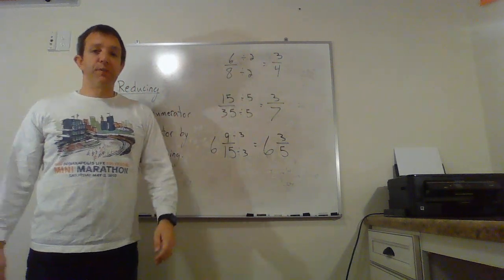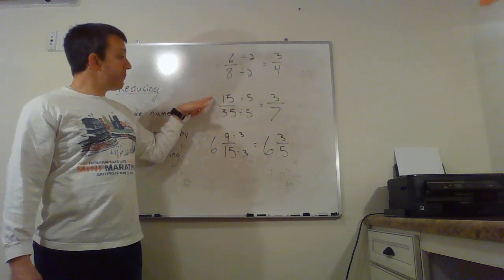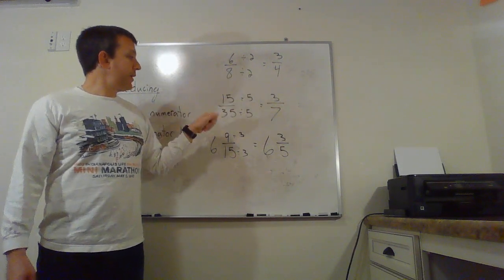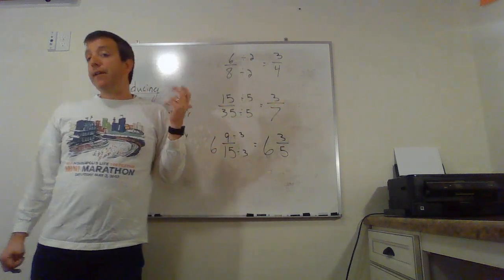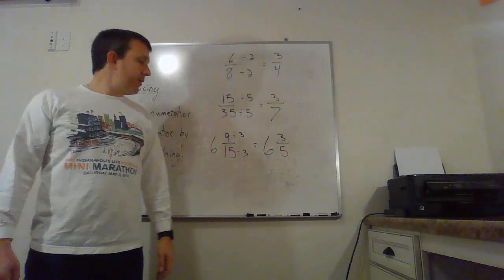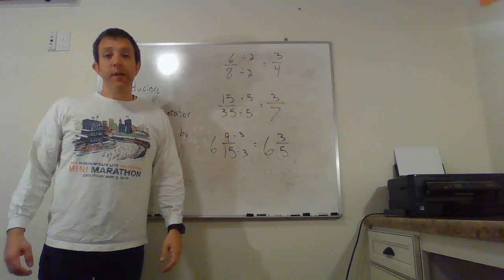Second example, 15 over 35. They're both divisible by 5. Again, I divide them both. 15 divided by 5 is 3. 35 divided by 5 is 7. And lastly, here I have a mixed number. Well, here's my mixed number, 6 and 9/15.